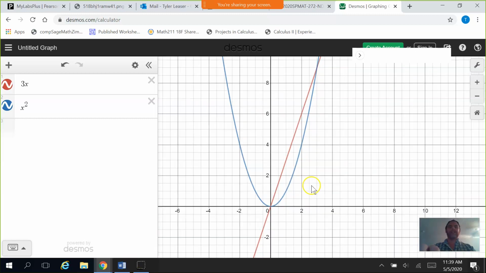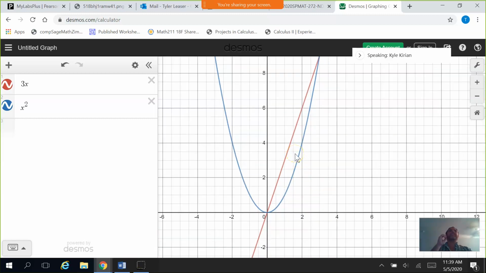Okay, so if we are using the shell method, remember that your slices for the shell method want to be parallel to your axis of rotation. So if our axis of rotation is the y-axis, we need to have vertical slices, which means that my slices are going to be going from the bottom blue line up to the red line. The blue line was the x squared graph. The red line was the 3x graph.